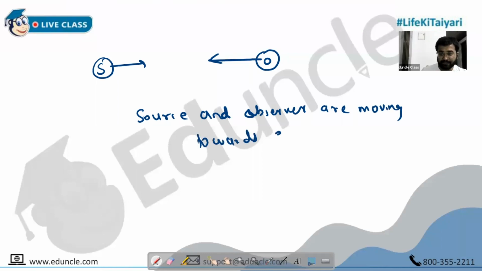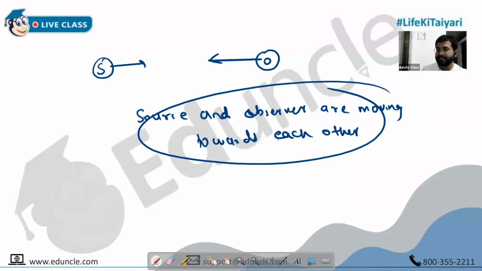Sorry, towards each other. Okay? And what is important is that the English is maintained. I don't care whether you are drawing source on left or observer on left. So observer can also be on left, source can also be on right. Okay, I think I will have to reduce my tone of speaking, otherwise I'll keep on covering up.